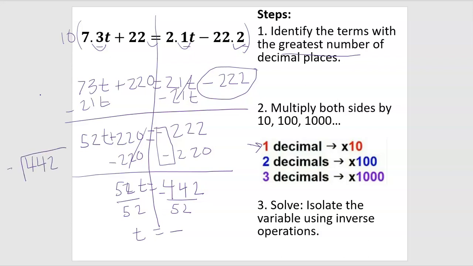442 divided by 52. Well, let's see. 52 times 2 is 104. 52 times 3 is 156. 52 times 4 would be 208. So then if this is times 4, then times 8 is going to be double this. So that's 416. We're getting closer. Add another 52 to this and do times 9. And I'm going to get 468. Okay, so we're actually higher than that. So 8 is our answer here.